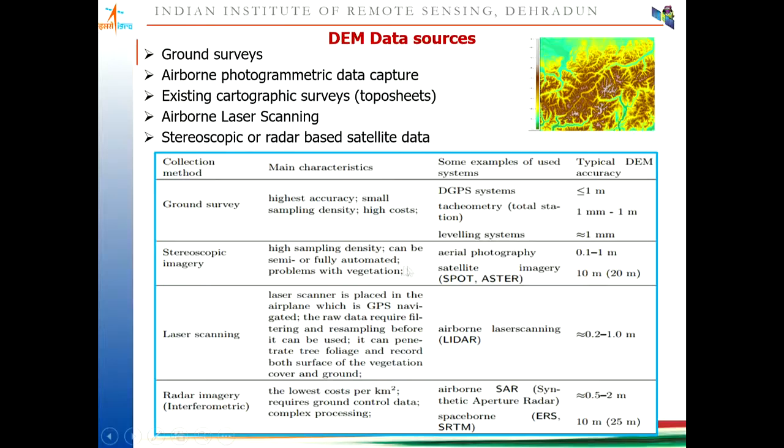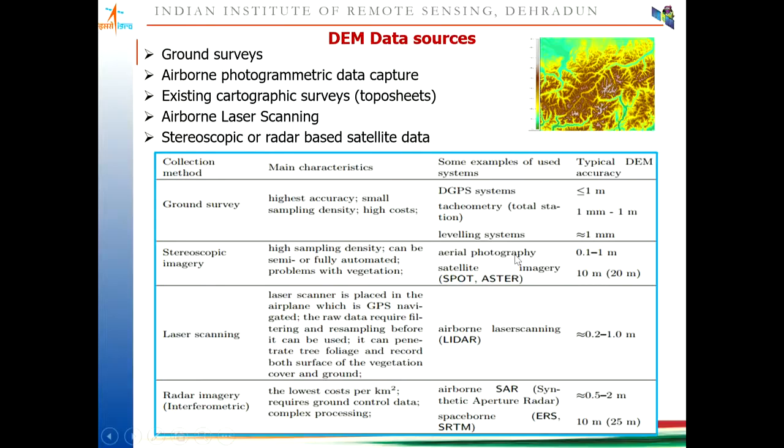Stereoscopic optical satellite data, for example Spot, Aster, and the Indian satellite Cartosat, can generate elevation with 10 meter accuracy. With 10 meter accuracy, DEM Cartodem is available, Aster DEM is available, which is providing us 10 meter spatial pixel size, and elevation, even vertical accuracy of 10 meters, we are getting in that one.